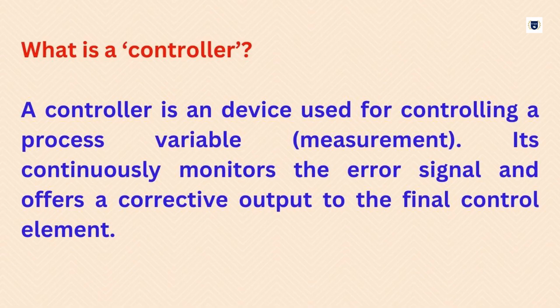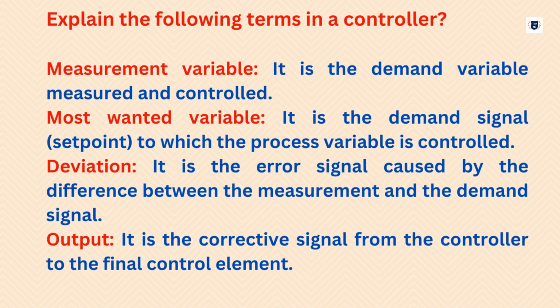What is a controller? A controller is a device used for controlling a process variable measurement. It continuously monitors the error signal and offers a corrective output to the final control element. Explain the following terms in a controller.